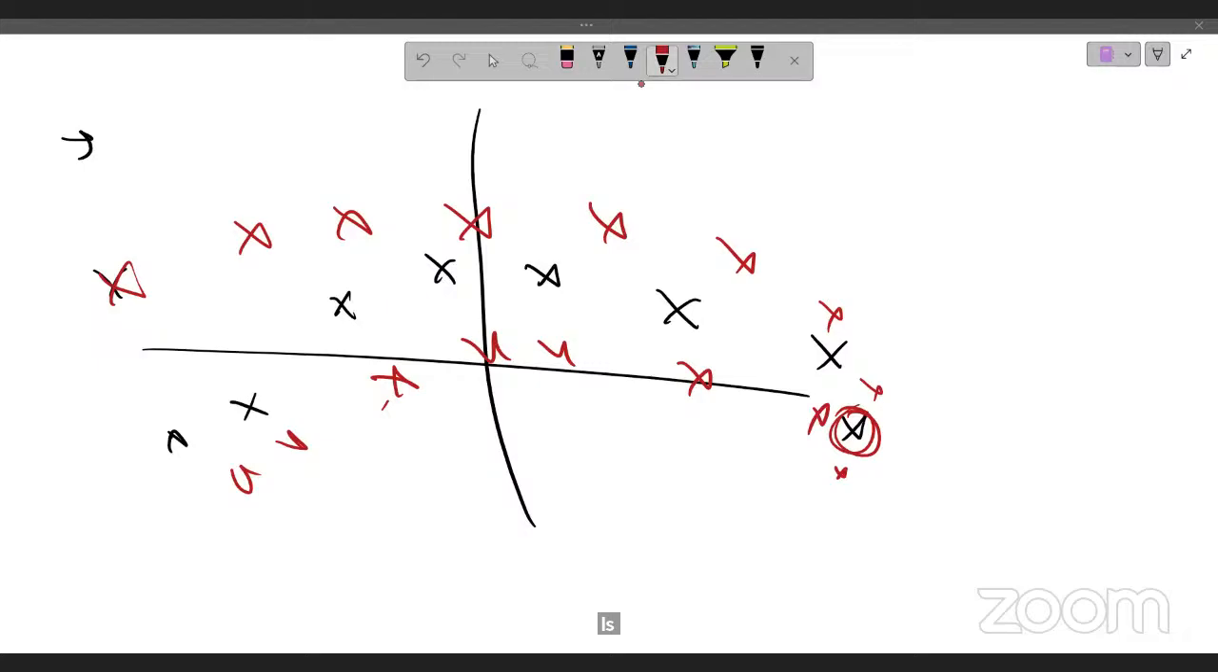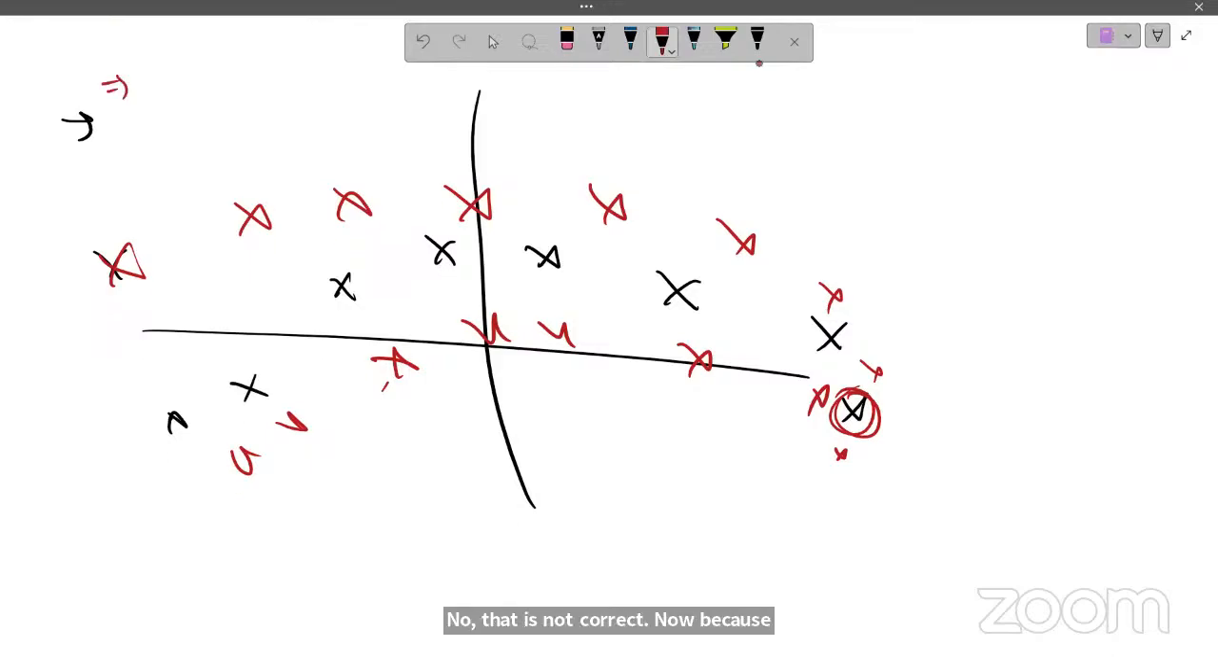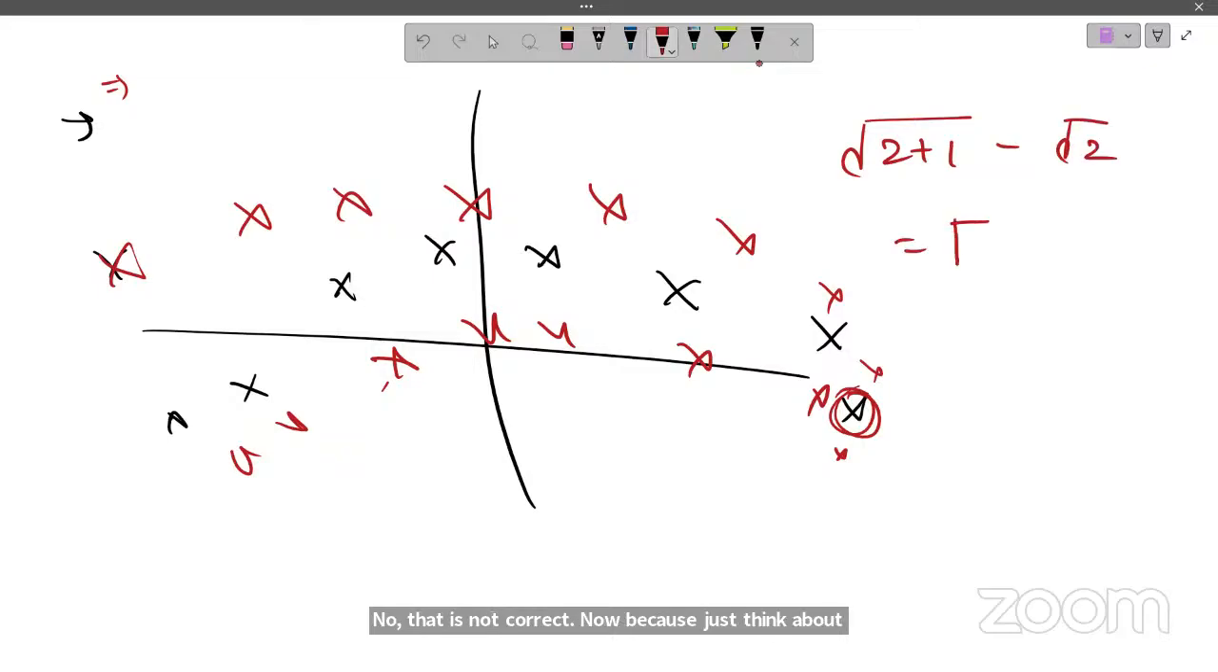So I solved it. I don't know whether that is correct or not. Like I cancelled root n, and root n will be cancelled out. No, that is not correct, because just think about it this way: 2 plus 1 minus root 2. What is this? This is root 3 minus root 2, right? And root 3 minus root 2 is not equal to 1.